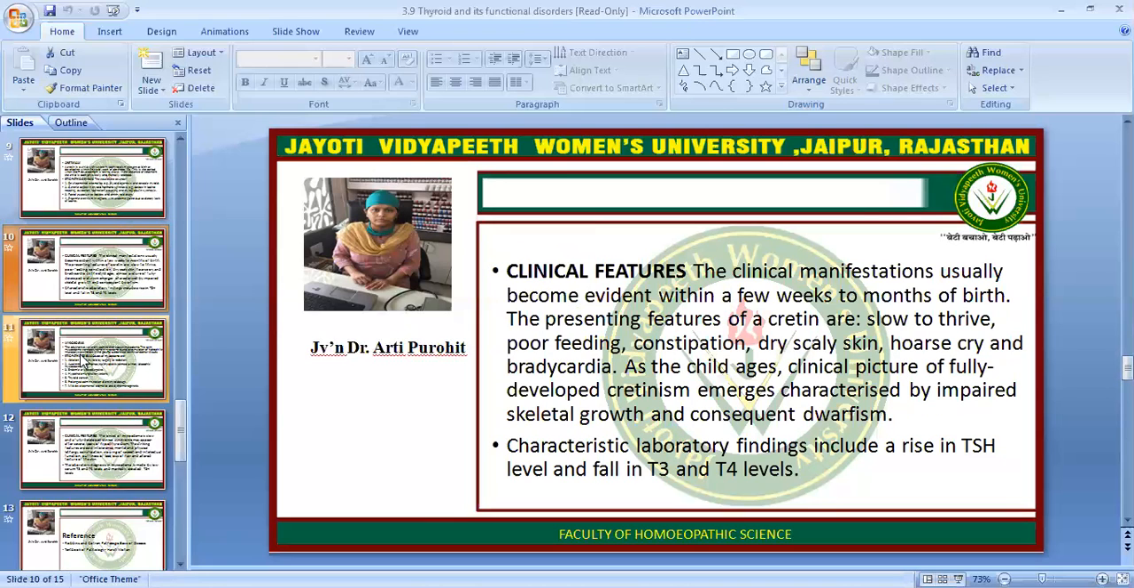Now, what are the clinical features? The clinical features or manifestations usually become evident within a few weeks to month or two of birth. The presenting features of cretinism are slow to thrive, poor feeding, constipation, dry scaly skin, hoarse cry, and bradycardia. As the child ages, the clinical picture of fully developed cretinism emerges, characterized by impaired skeletal growth and consequent dwarfism. The characteristic laboratory findings include a rise in TSH level and fall in T3 and T4 levels.